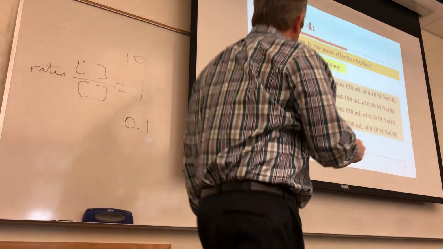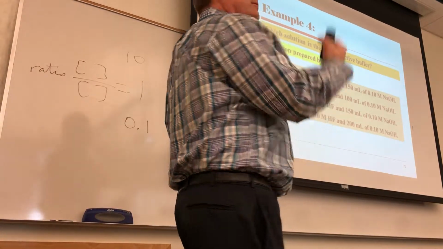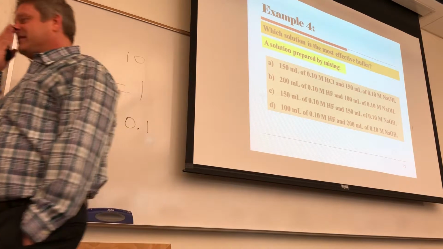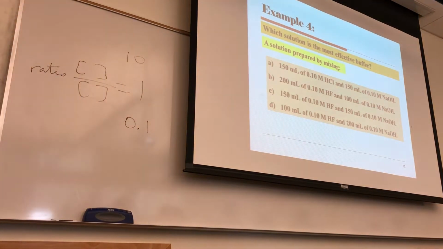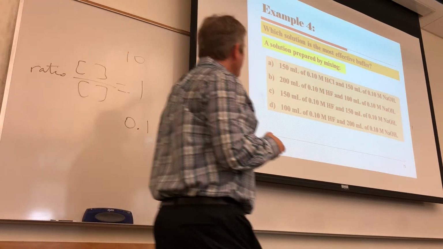So let's start with the first one. If anybody chose A, you've got a strong acid and a strong base, and there's no way that's going to make any kind of a buffer. It's the same molarity. That should be blatantly obvious. Otherwise, we've all wasted our time in here.